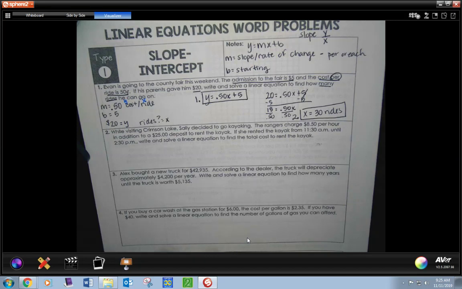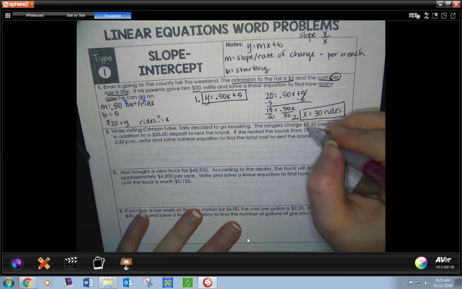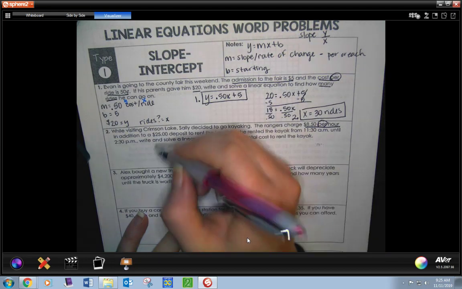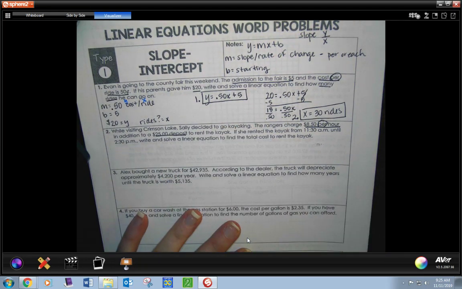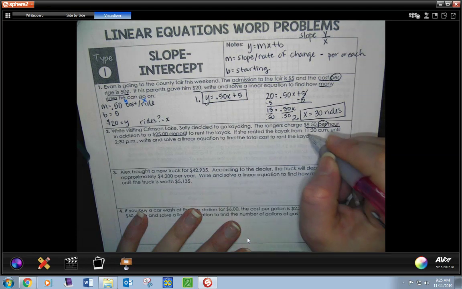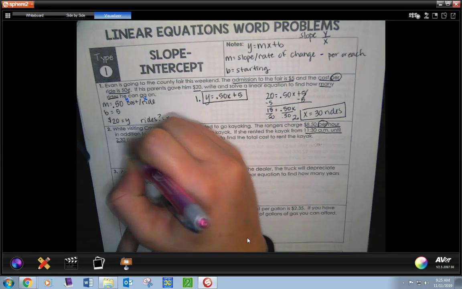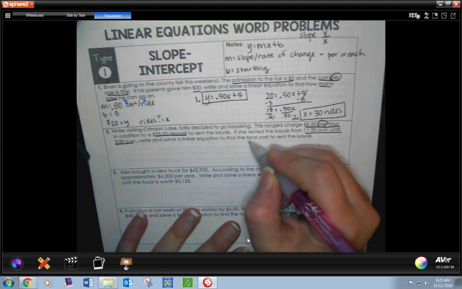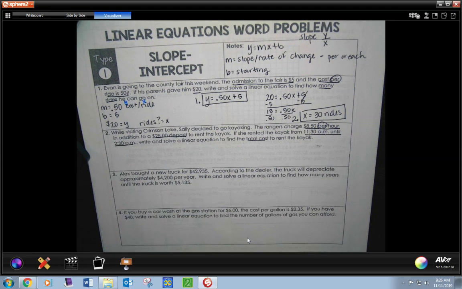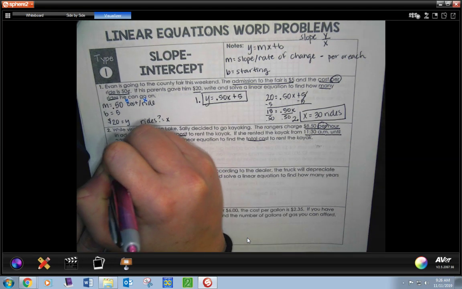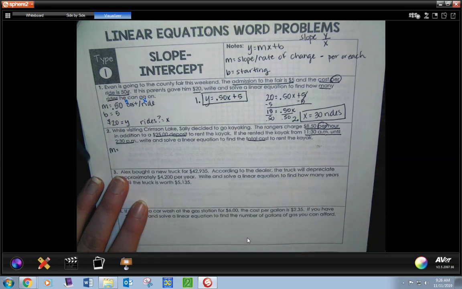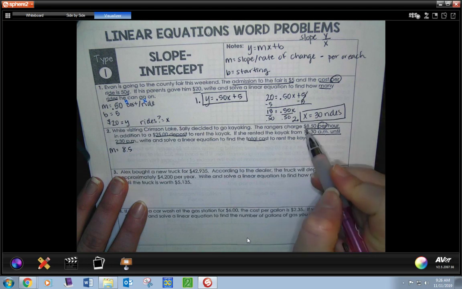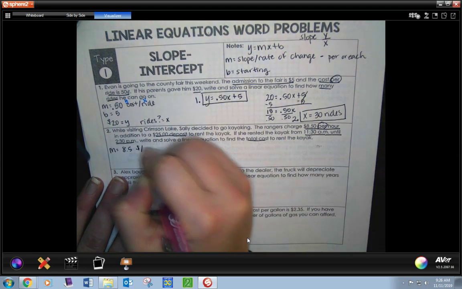Okay, so the important information I have is that they charge $8.50 per hour. There's that keyword per, in addition to a $25 deposit. If she rented the kayak from 11:30 until 2:30, write and solve a linear equation to find the total cost to rent the kayak. Okay, so here we go. I'm going to start with my m. m is always with per or each or something similar to that. So this would be $8.50. And we're talking money, so this is dollars per hour.